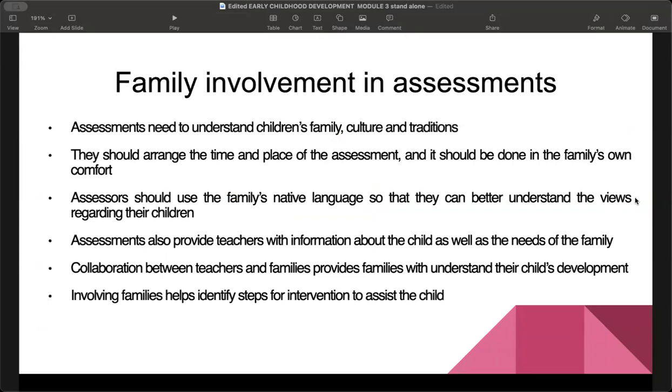All right. Now we speak about the family involvement in assessments. We say that assessments need to understand children's family culture and traditions. So, which means that we need to reflect the aspects of different cultures and different traditions in our assessments.